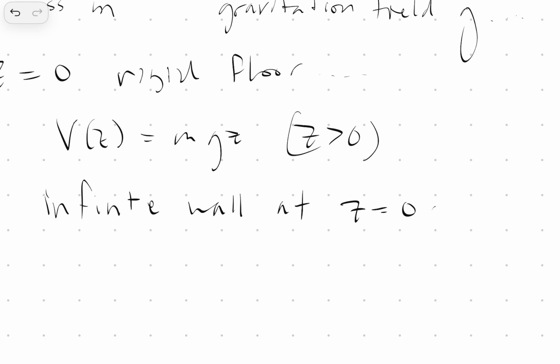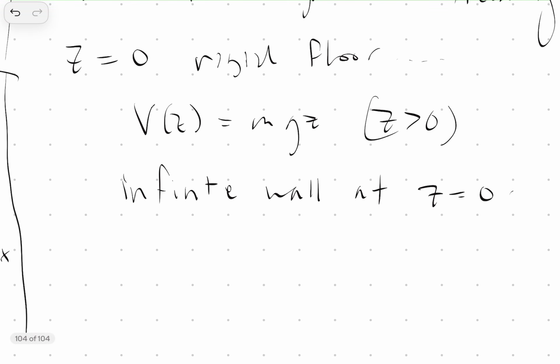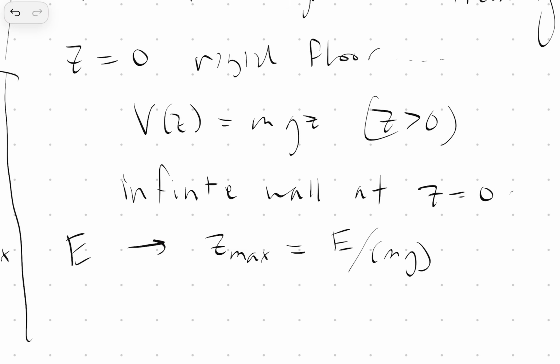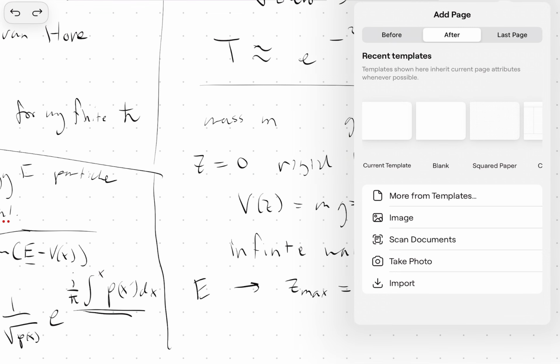Now, for a given energy E, the upper turning point is going to be E over mg, because the particle moves from z equals 0 to z max and back, tracing this closed orbit in phase space. Now, the action around one full cycle of this in phase space will be the integral of the momentum.